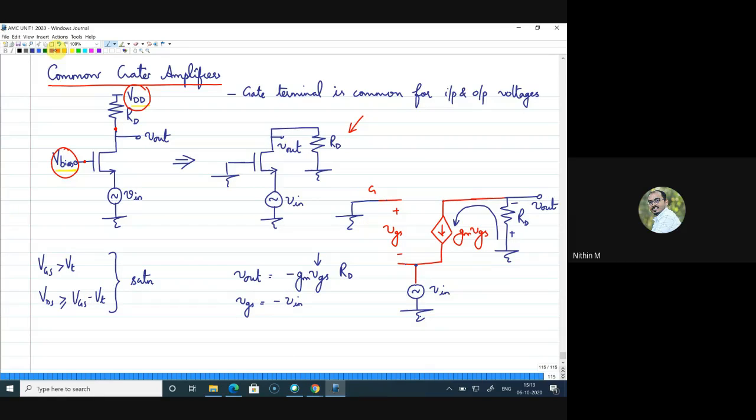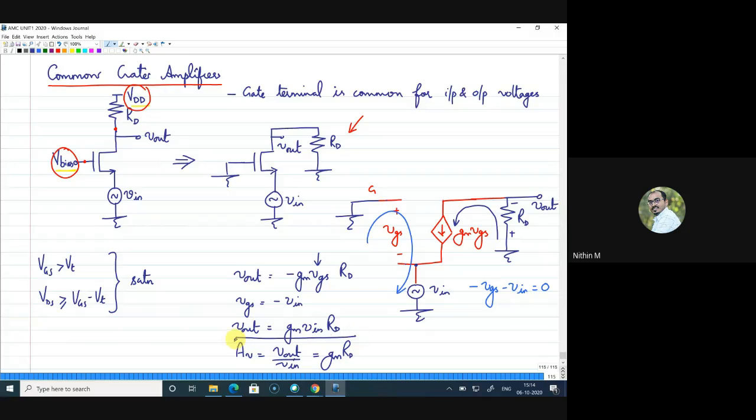Or if you have doubt, you can actually write a KVL here. So what will be the KVL? You can consider the loop from ground to source, and then write it as minus VGS minus V in equal to 0. That means your VGS is equal to minus V in. So if I substitute that back here, V out is equal to gm into V in into RD, or voltage gain Av equals V out by V in equals gm into RD.